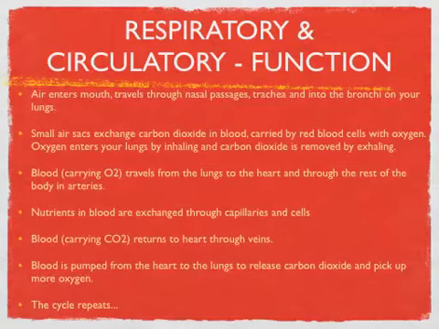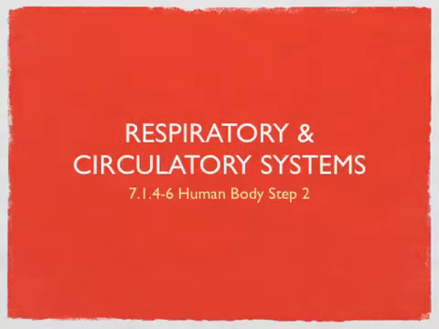The blood carrying carbon dioxide returns back to your heart. And then the blood is pumped from the heart to the lungs. And this is where the carbon dioxide is released and the oxygen is picked back up. This cycle continues. So blood carrying oxygen travels from the lungs to the heart and then through the rest of the body in the arteries. This was a lesson over the respiratory and circulatory systems.